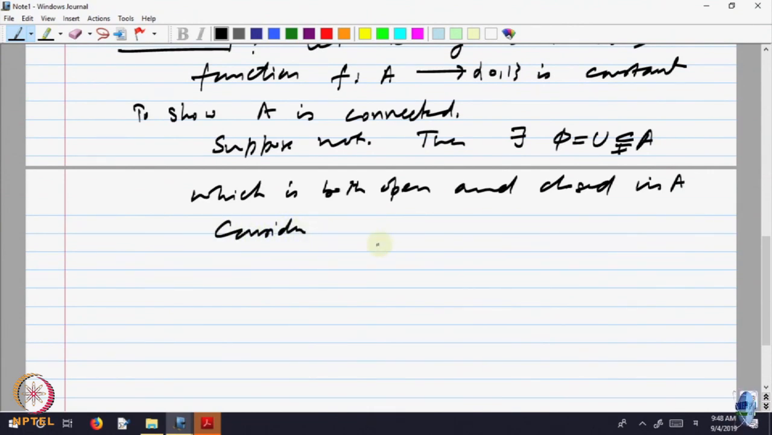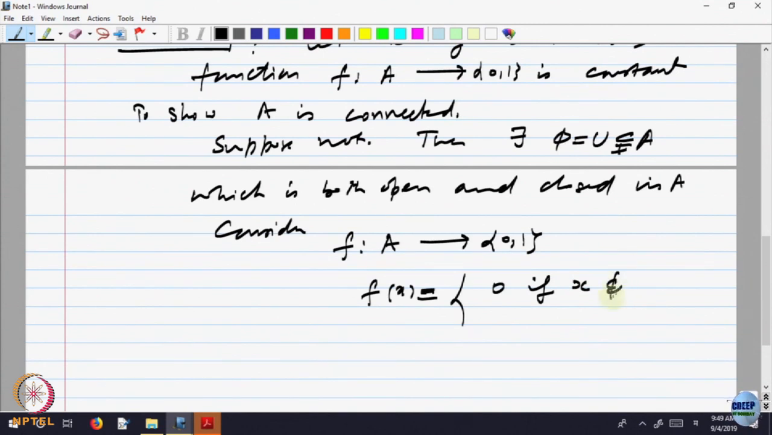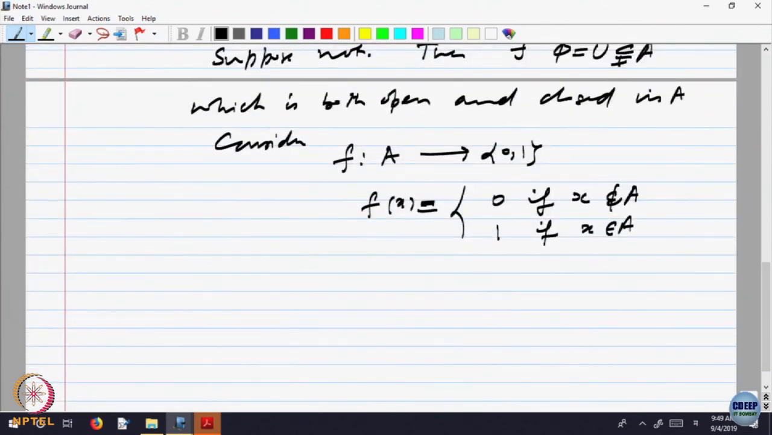Consider, let us look at the function f defined on A taking values in {0, 1}. So, how I am going to define f of x: f of x is equal to 0 if x does not belong to... oh, sorry, not A. A is the domain. So the set I want to write is U. We have a set U which is both open and closed. It is proper. It is non-empty. So define f of x to be equal to 0 if x does not belong to U, and if x belongs to U, then put the value to be equal to 1. So it is defined everywhere on A, right? Okay. Is this function continuous?